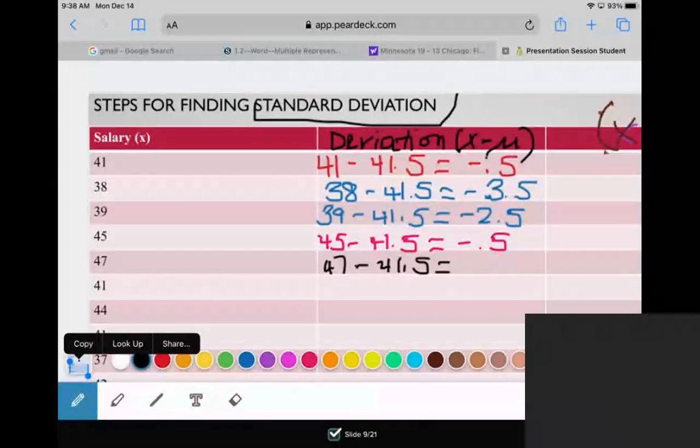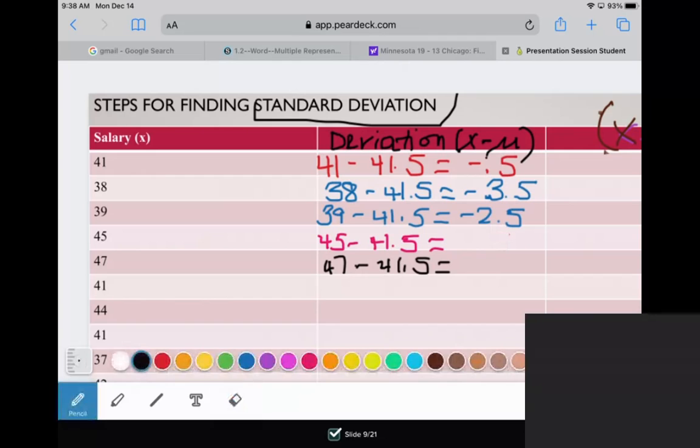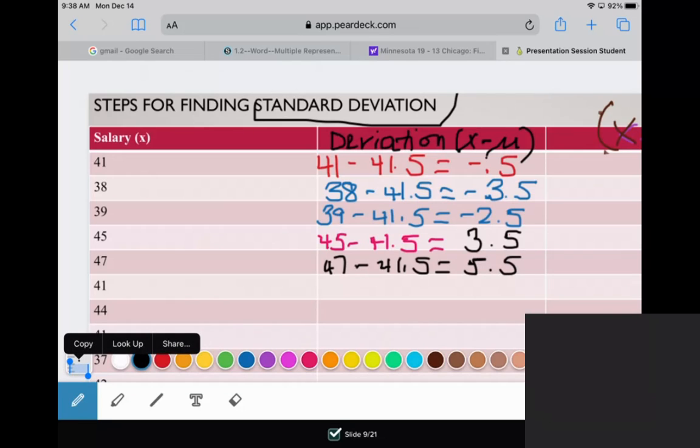Whoops, I minus this wrong. For 45 is... If you cannot read my handwriting, let me know. Okay.